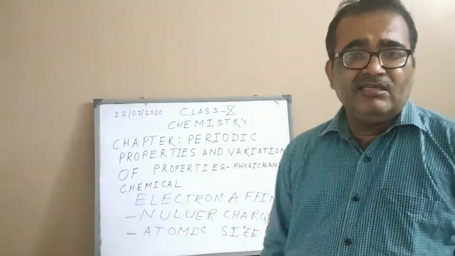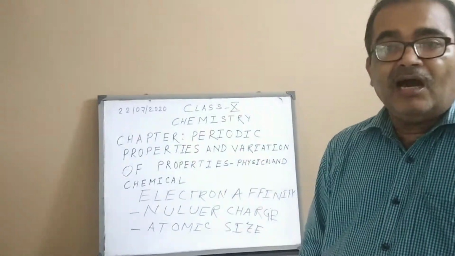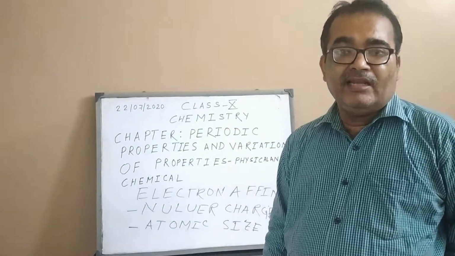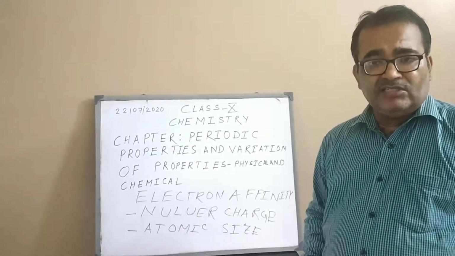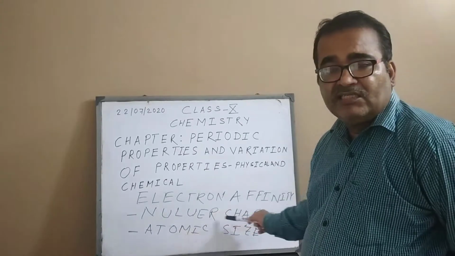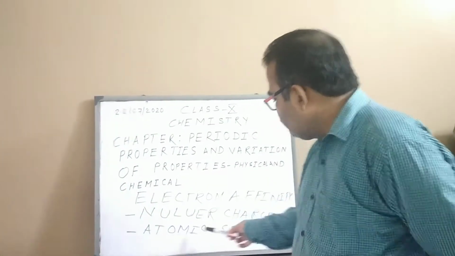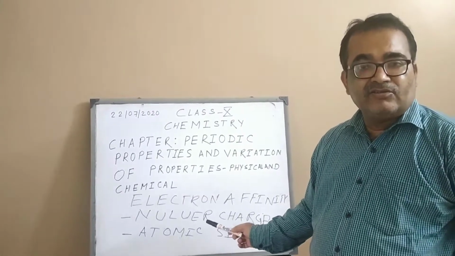How can we define the electron affinity? It is the amount of energy released when an isolated gaseous atom takes up an electron to form an anion. Now, the factors on which the electron affinity depends. One is the nuclear charge factor. Greater the nuclear charge, higher is the electron affinity. Second one is atomic size. Smaller the atomic size, greater is the electron affinity.